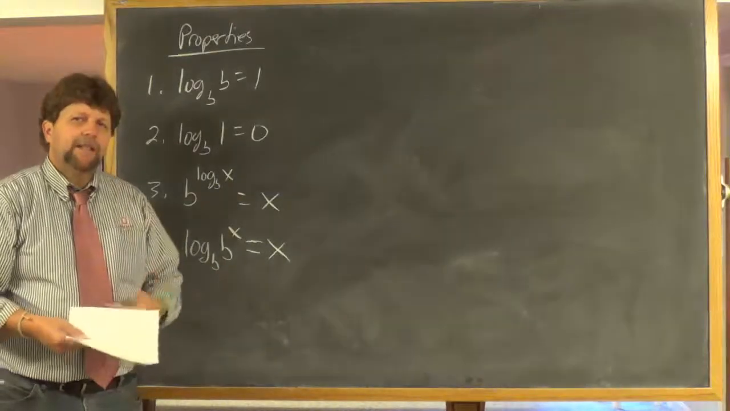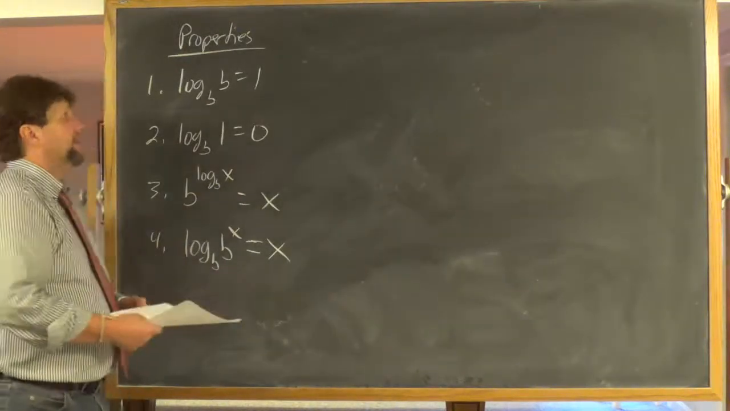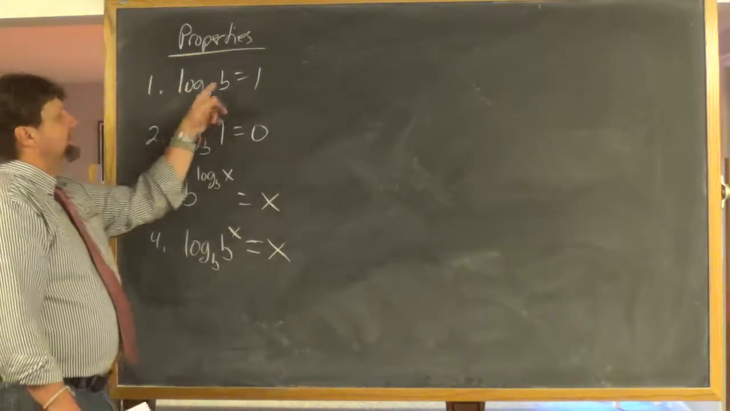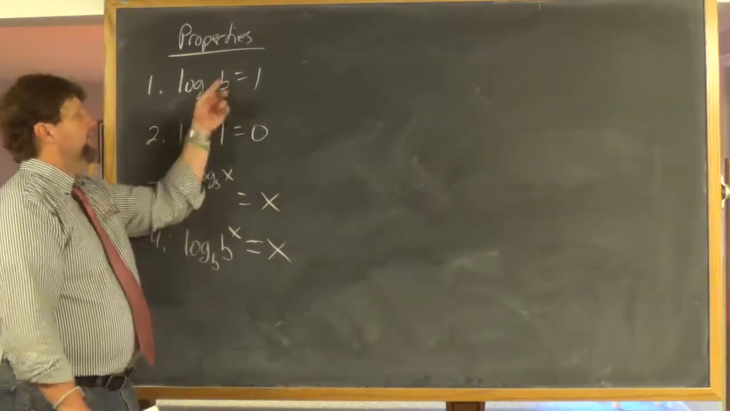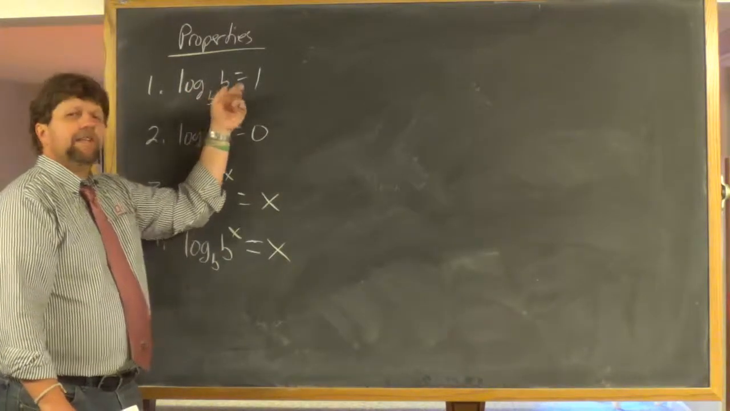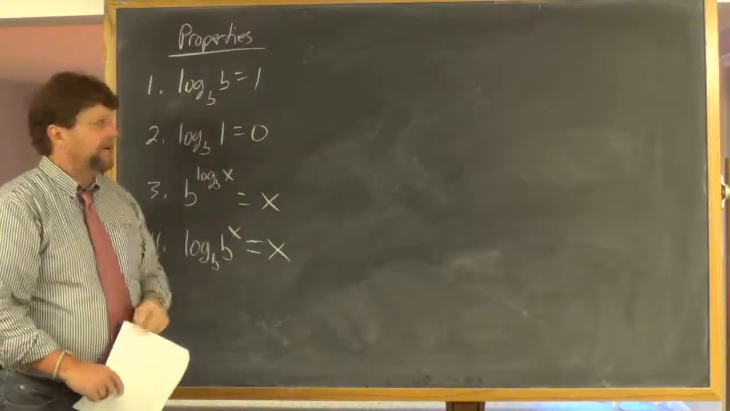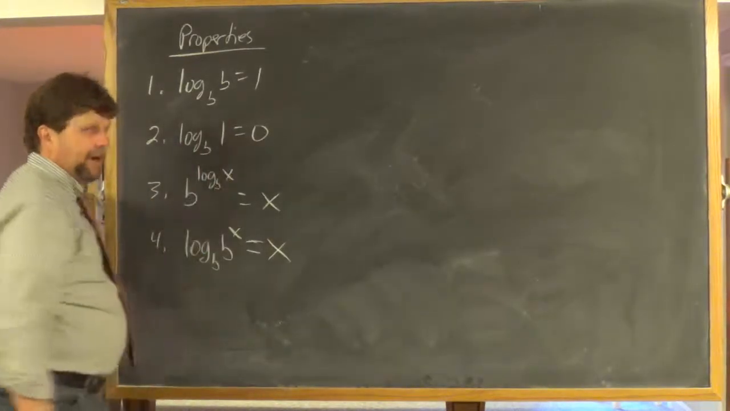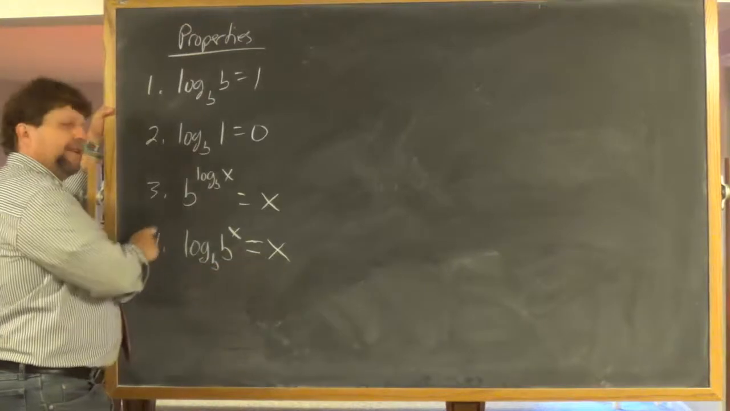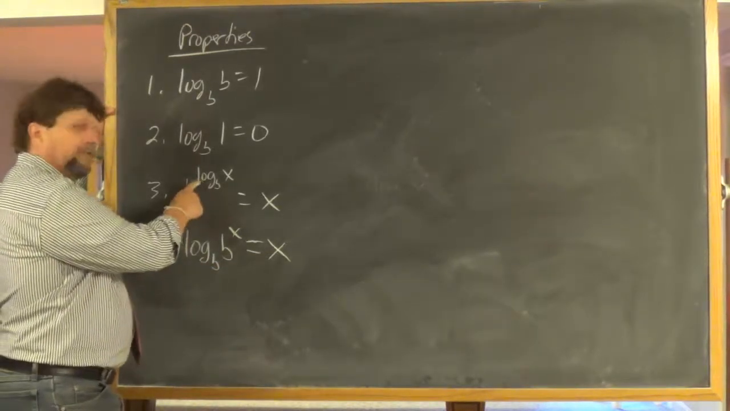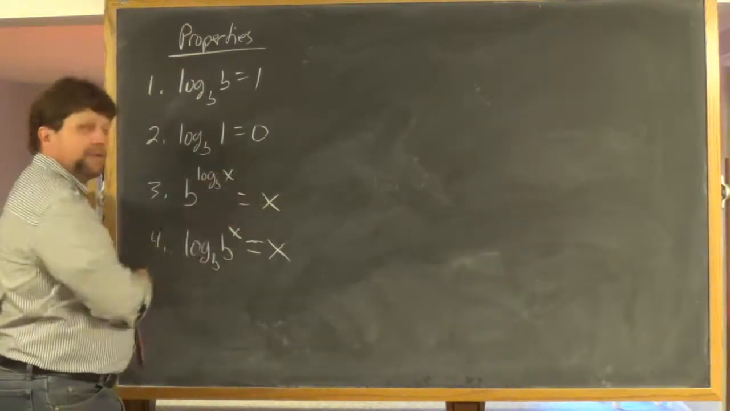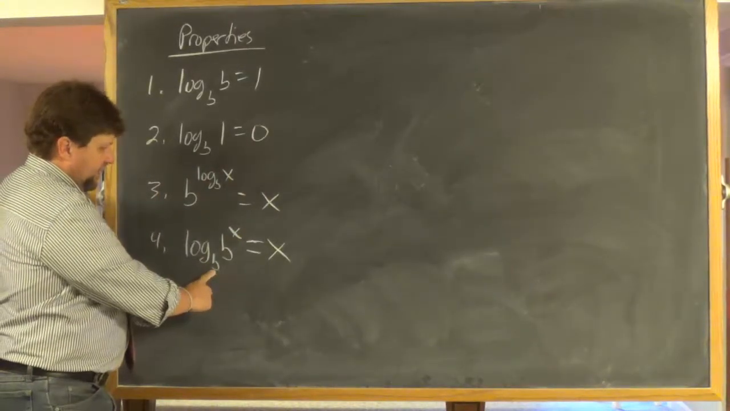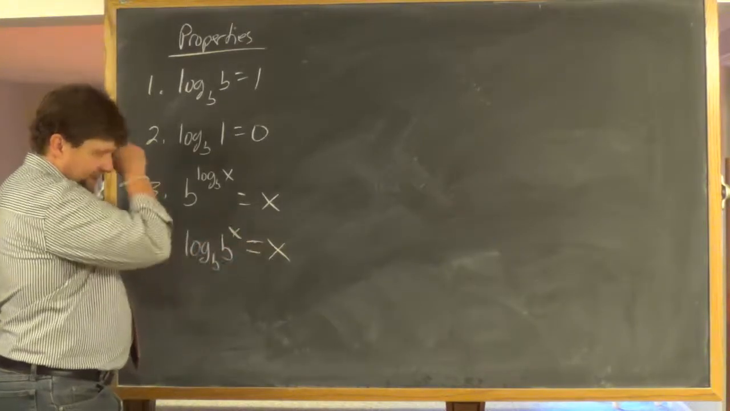You're going to get some basic properties of logarithms in this introductory section on logarithms. The first one you're going to see is log base b of b is 1. So it doesn't matter what the base is. Log base 7 of 7 is 1. So that's property 1. Property 2, log base b of 1 is 0. Property 3, b raised to the log base b of x equals x. And property 4, log base b of b to the x equals x.